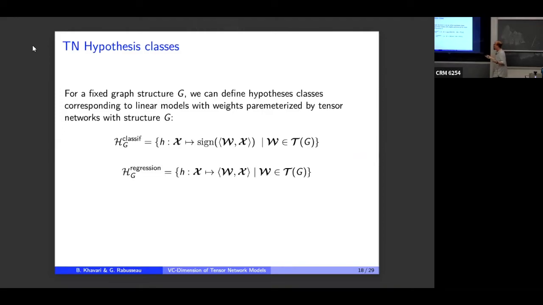For regression, we can do the same thing. We just take a linear model. So this is when I will present results that hold for regression. This is for this class of hypotheses, like linear models, just the inner product between W and X. And for completion, we consider the completion of tensors that have this low-rank structure. Right? But let's focus on classification. Okay, so this is the set of hypotheses that we consider.